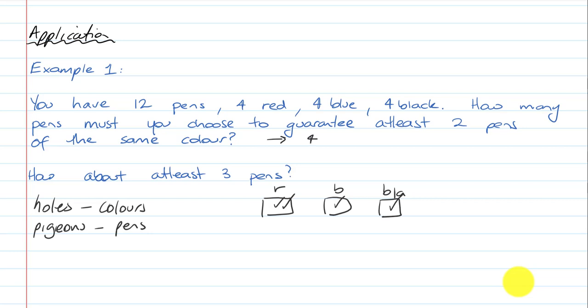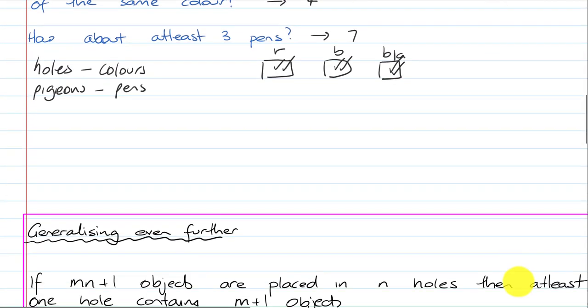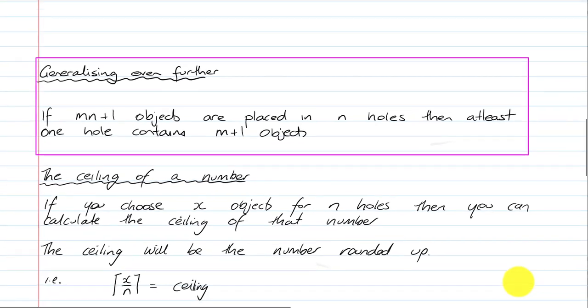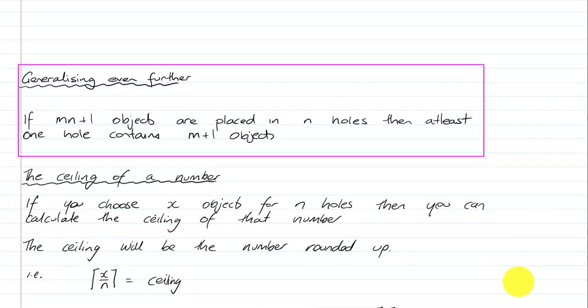And equally, if we carry this on, what about at least 3 pens? Well, what if you filled the holes up to 3? That would be 6 pens, which means that the 7th pen must mean that we have at least 3 pens of the same colour somewhere. So let's have a look at generalising a bit further. If mn plus 1 objects are placed into n holes, then at least one hole contains m plus 1 objects.